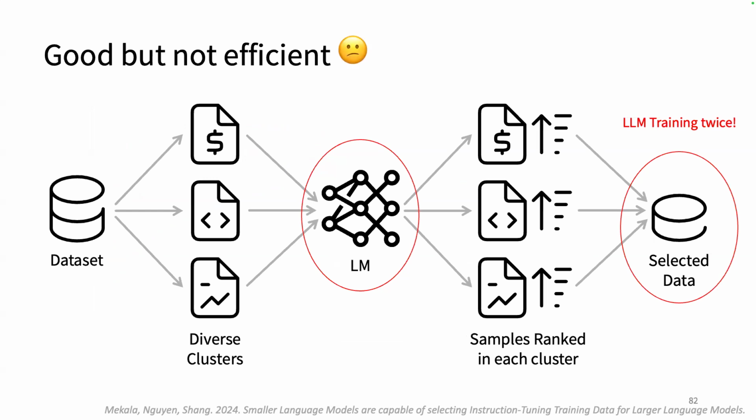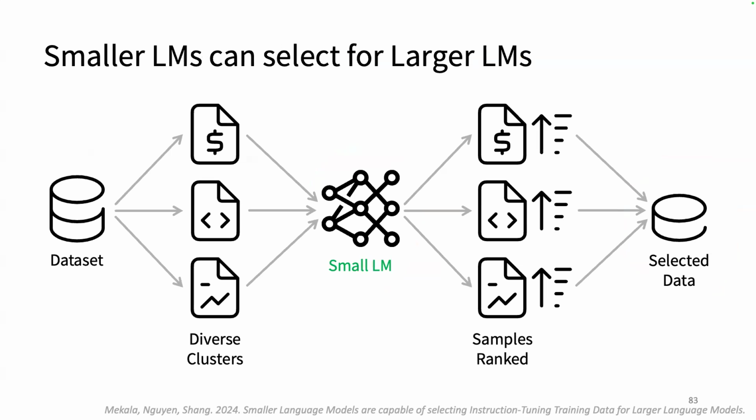Okay, so far we saw that LLMs are capable of selecting their own training data, but the proposed method, while good, is not efficient because we have to train the model twice. First we train the model on the whole data set and get the scores. We select the samples based on the scores, and we train the model again. So it is good, but it is not efficient. How can we address this? We ask, what if we use a much smaller LM to get the scores, and then train a large LM on the selected data? That would be much more efficient.